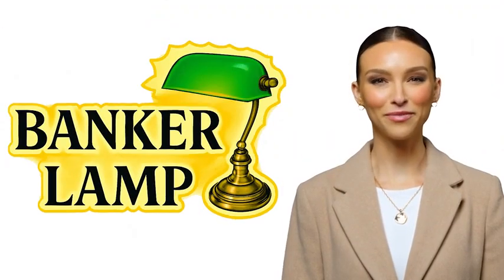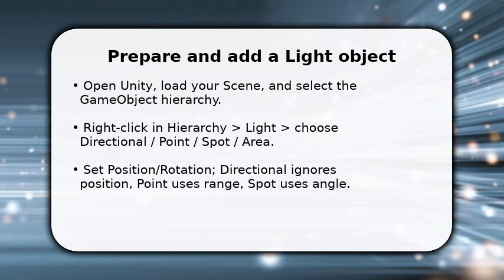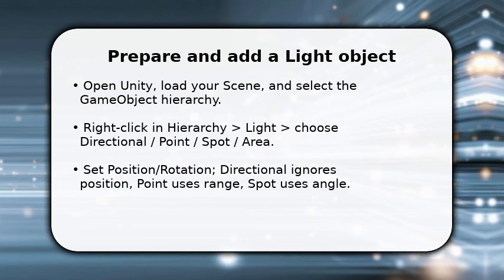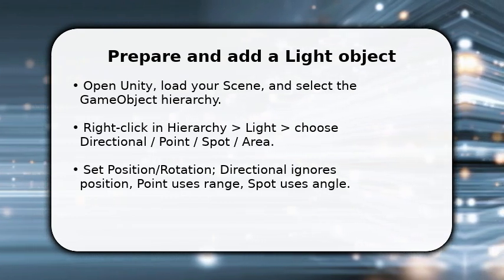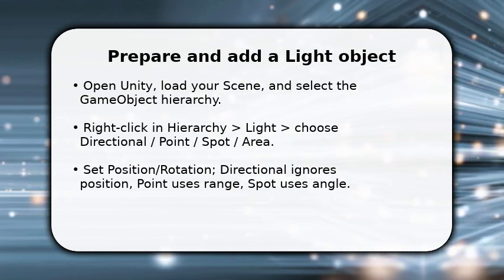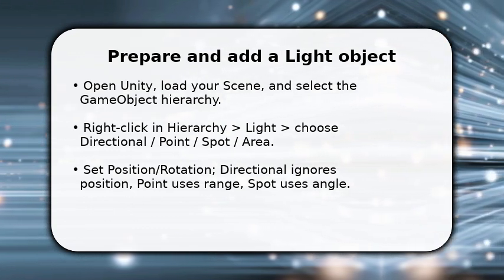Please enjoy the video. You start by opening the scene and immediately adding a light object so you can see results. In the hierarchy, right-click, choose light, then pick directional, point, spot, or area. Each behaves differently. Directional lights a whole scene, point emits in 360 degrees, spot focuses a cone.